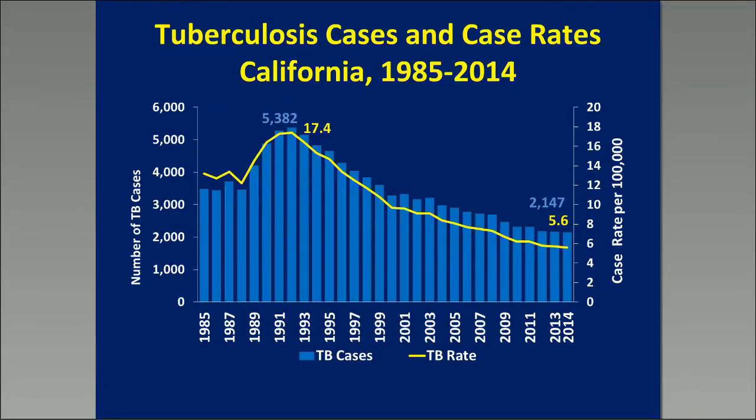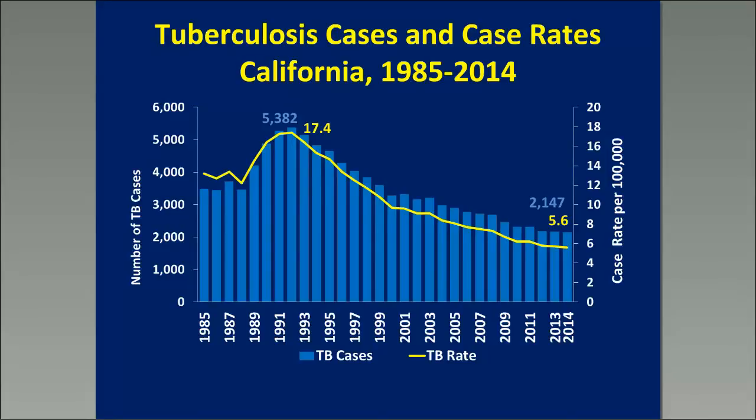And you've seen these trend graphs before for New York City. California's trend graphs look very similar. We have a different magnitude because we're a state and not a city. But at the peak of the TB epidemic, we had a case rate of about 17.4 per 100,000, which has declined to about 5.6 in the year 2014.